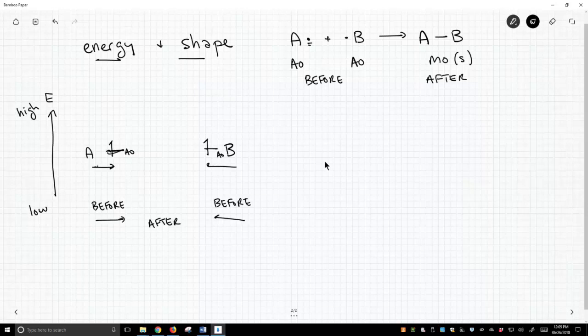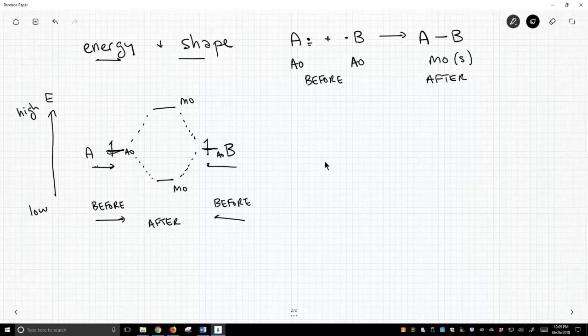Well, we have these two atomic orbitals, and they are going to mix together, and we're going to form two new molecular orbitals. This is an important idea. The number of orbitals that you put in is equal to the number of orbitals that you get out. You can't destroy orbitals. So if we have two separate atomic orbitals, we're going to create two new molecular orbitals.